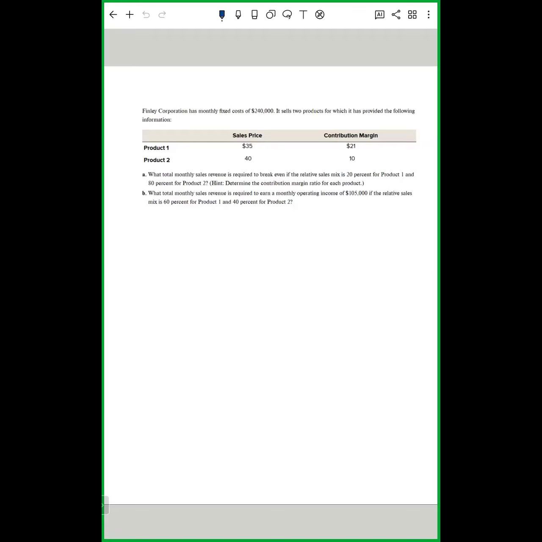All right, so the first thing that we need to do is calculate contribution margin ratio. So let's write that on here. Contribution margin ratio. All right, so how do we calculate that? And we're going to do this for product number one and product number two.